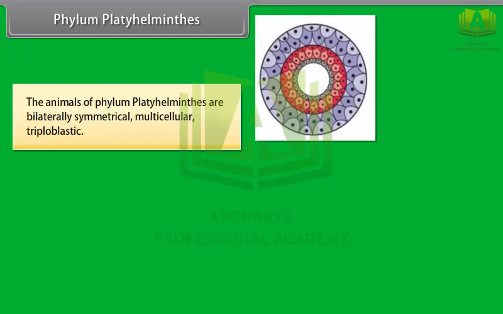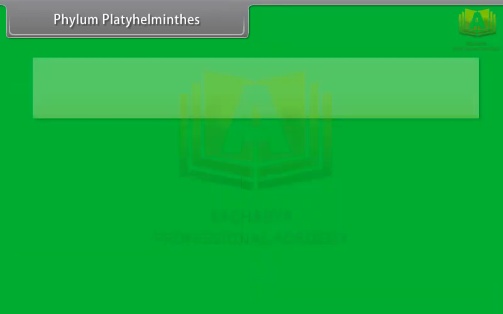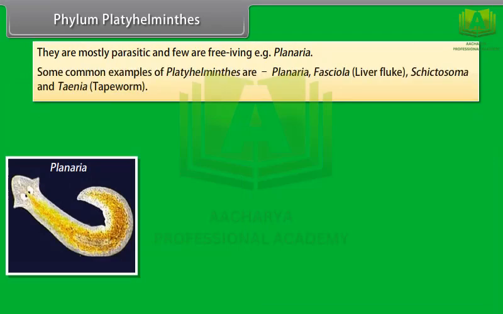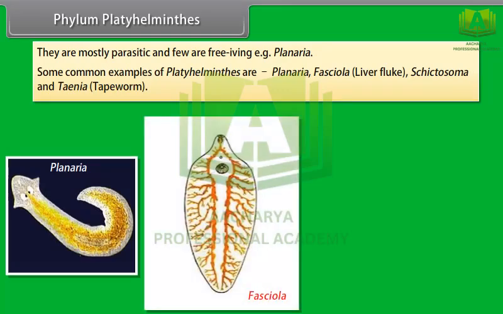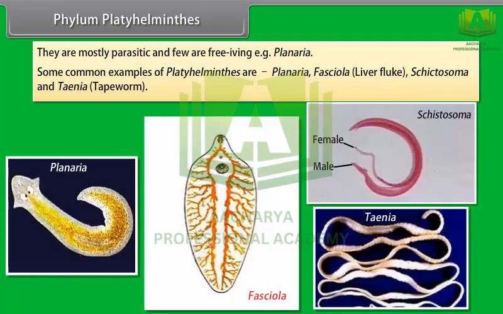The animals of phylum Platyhelminthes are bilaterally symmetrical, multicellular, triploblastic. They do not have a true coelom or body cavity. They have a digestive cavity with a single opening, the mouth. They are mostly parasitic and few are free-living, example, planaria. Some common examples of Platyhelminthes are planaria, Fasciola, liver fluke, Schistosoma, and Taenia, tapeworm.